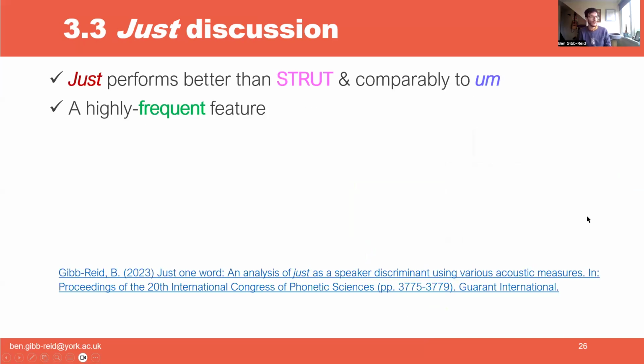So just to summarize that, it's a lot of kind of statsy things there, but the overall picture is that just is performing better than strut and comparably to So looking at the vowel formants is useful to kind of compare. I looked at the vowel formants in each of those features, and in the same subset of speakers, the same data, just is performing in the same area as And it's a really highly frequent feature, and it was relatively easy to measure. I could extract a lot of vowel tokens, even if they're very short. I was able to extract pulses of the vowel.